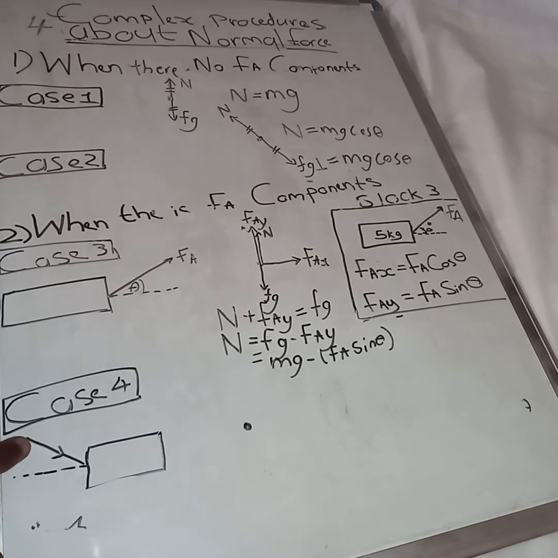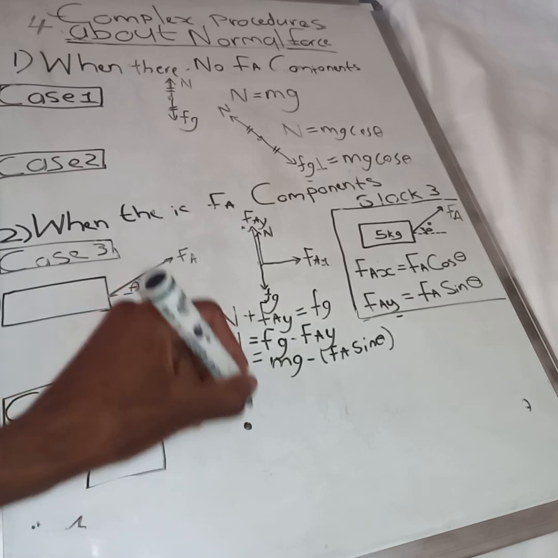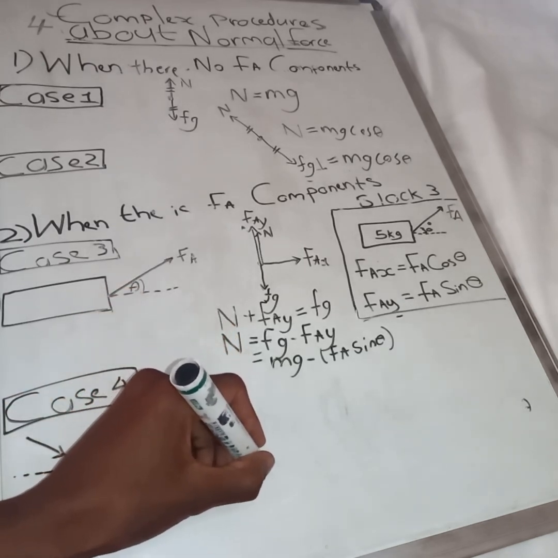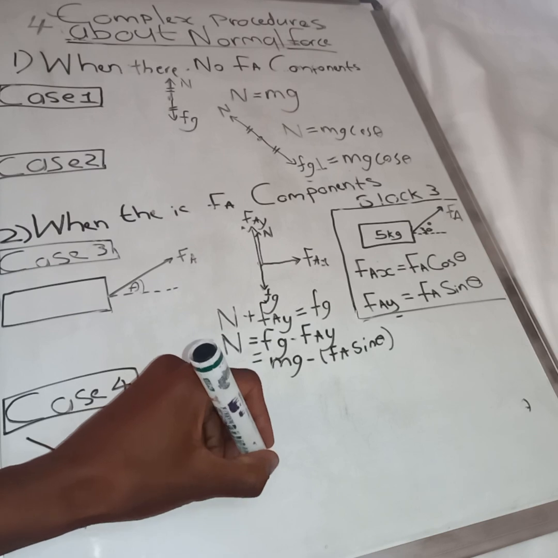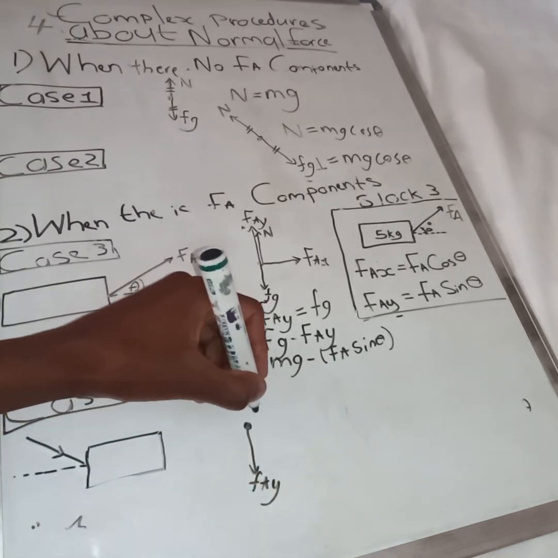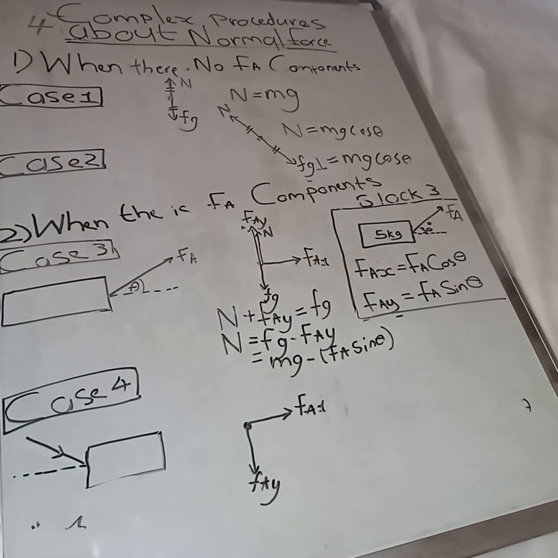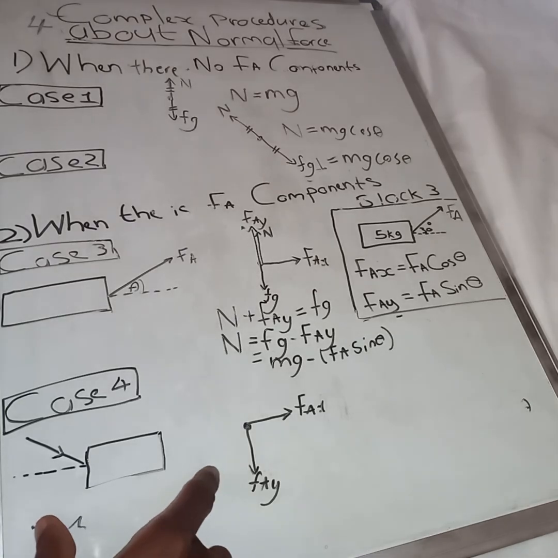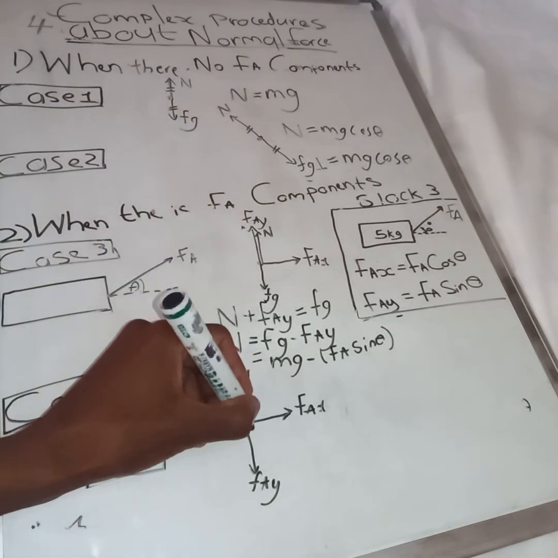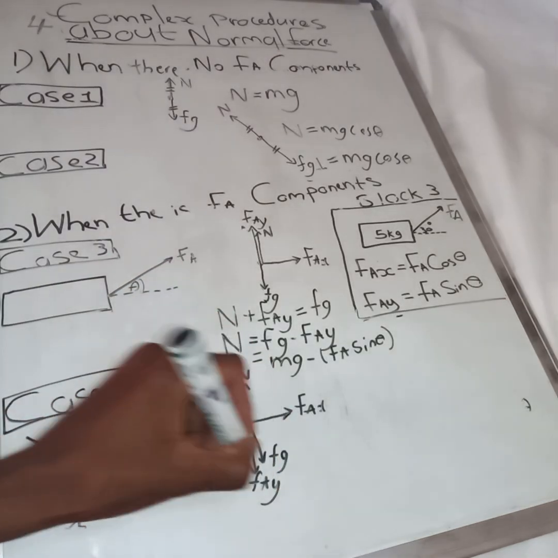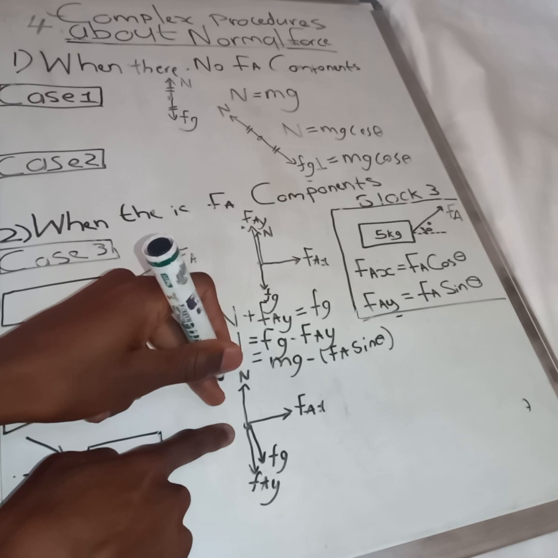Because Fa is applied in a downwards direction, instead of drawing Fay upwards, Fay is going to be downwards. So it's Fay, Fax. Not forgetting that we are dealing with a horizontal surface, we also have to include our normal force. And also we have to include our Fg.